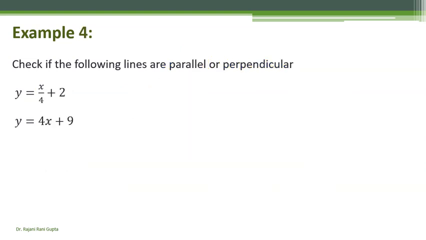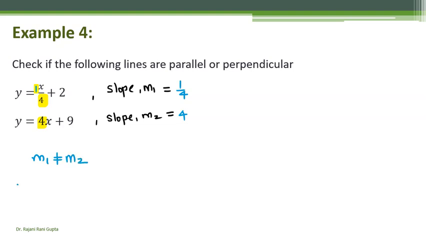Okay, let's take another example quickly. Slope m1, yes, tell me what is it? What is slope m2? Here slope 4 and here nothing. Nothing means 1. Okay, so the slope is 1 over 4 for the first line. For the second line, it's 4. So clearly you will say m1 is not equal to m2, so the lines are not parallel.